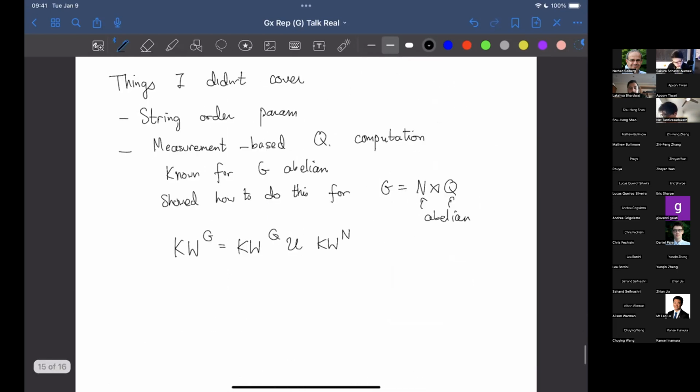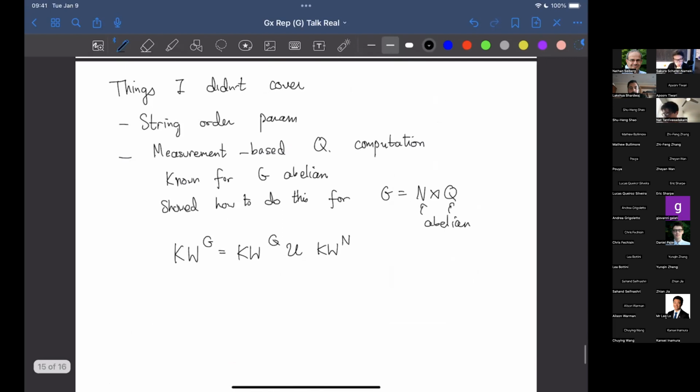So what are the things I didn't cover? I have one more thing to add to the list. It's the topological response. There's also string order parameters for these phases. We also showed in our paper that these cluster states are interesting for quantum information people because they can be used for measurement-based quantum computation. You'd perform some measurement in this virtual space, and then you can perform computation.